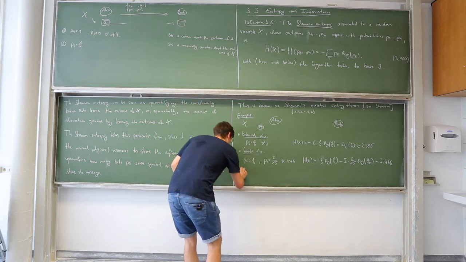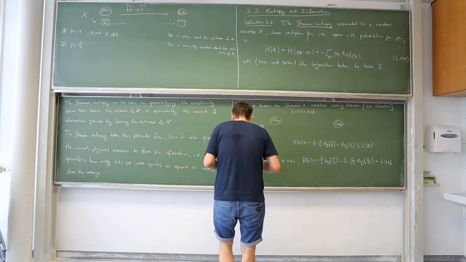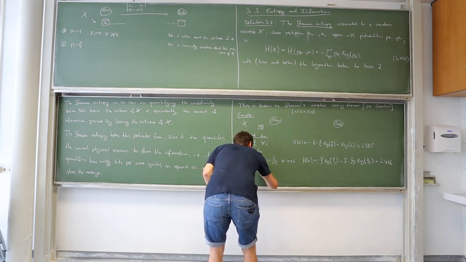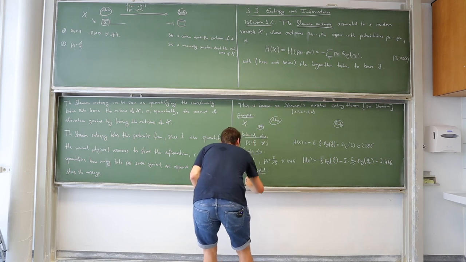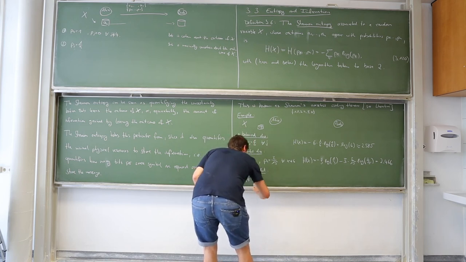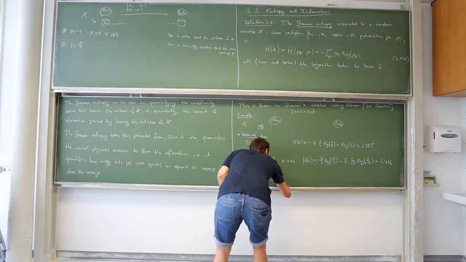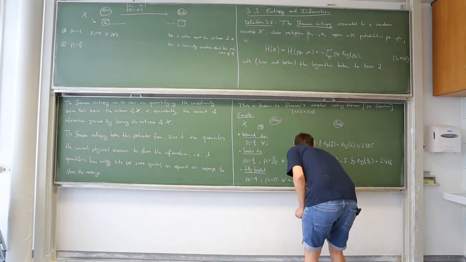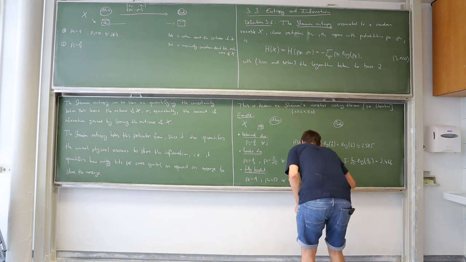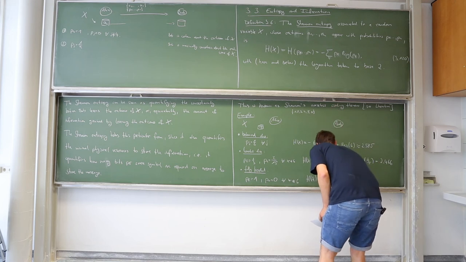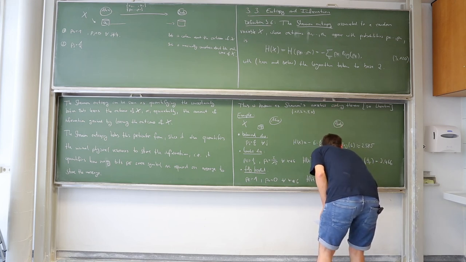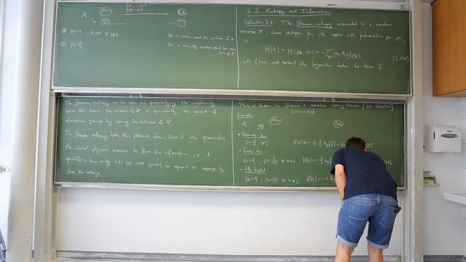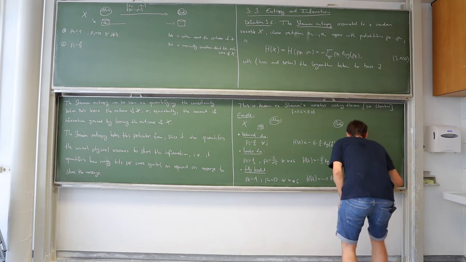And now suppose that we have a fully loaded dice. You notice that we have p of 6 is equal to 1, and p of x is equal to 0 for all x unequal to 6. Well, then we have H of X is minus 1 times the logarithm of 1, minus 5 times 0 times logarithm of 0.